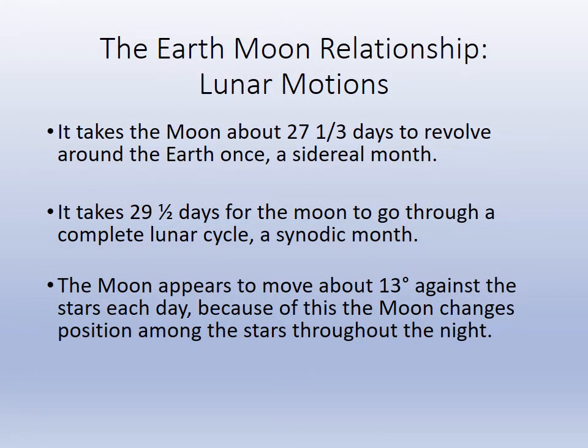Now, the moon also goes around the sun, not so ironically in an elliptical motion as well. So we are at a focus. It takes about 27 and a third days for the moon to make a trip around us, a sidereal month. 29 and a half days is a complete lunar cycle, a synodic month, because we're moving as well. And 13 degrees difference every day. About 50 minutes different moonrise to moonset.